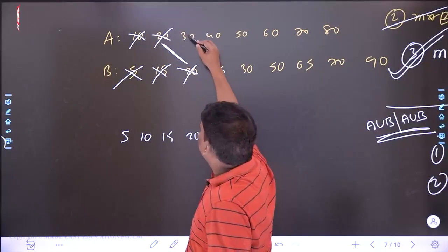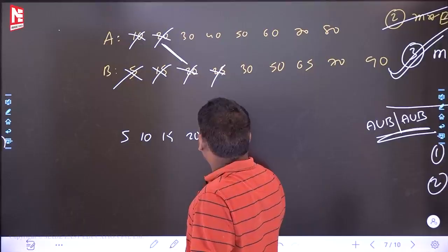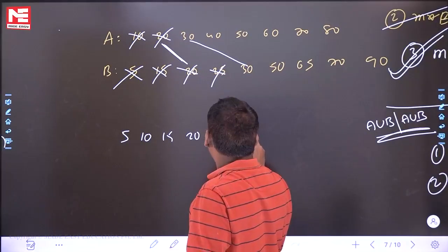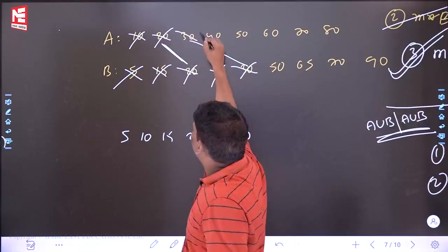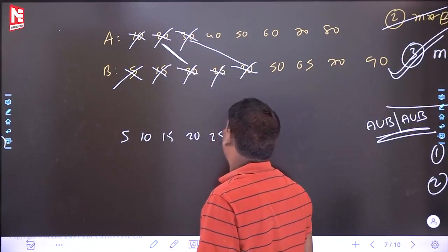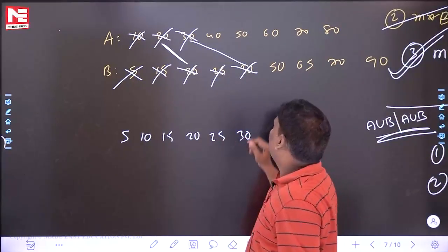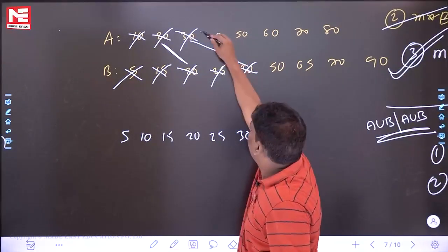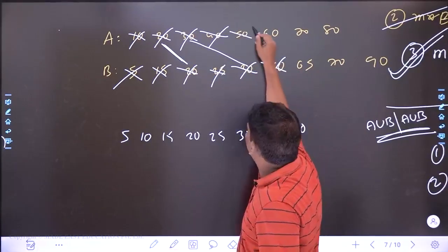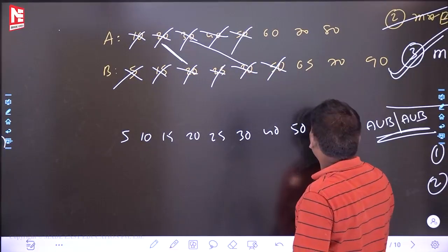Again I am repeating. 30 and 25, smaller, print. Next, 30 and 30: because of union, take one and skip both. But the merge algorithm takes both, first one first, second one second. Here take only one. Next, 40 and 50, smaller, print. 50 and 50, print one, skip both. Next, 60 and 65, smaller one, print.